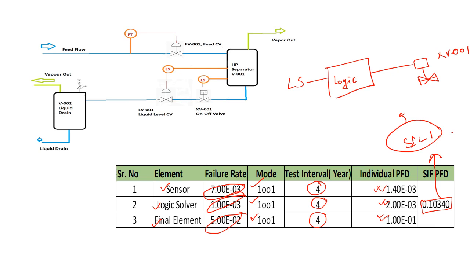And for SIL 1 again, if we take a test interval of 4 years, then only it is SIL 1. With 4 years or less, it is SIL 1, but if the test interval goes beyond 4 years, or goes to 8 years, then we need to again do the calculation and check whether it still remains SIL 1 or not.